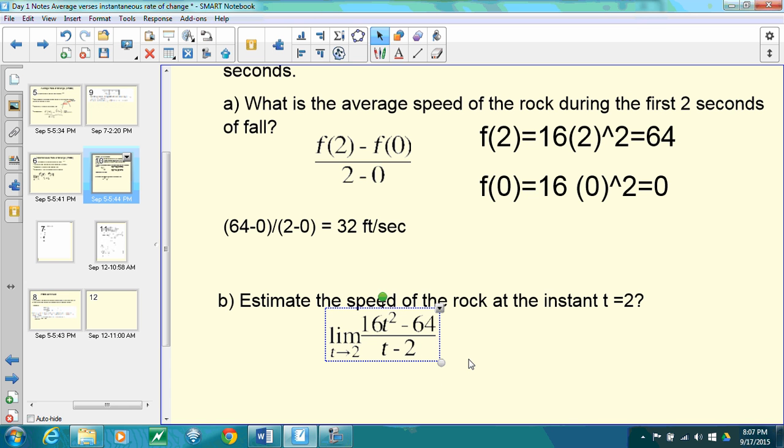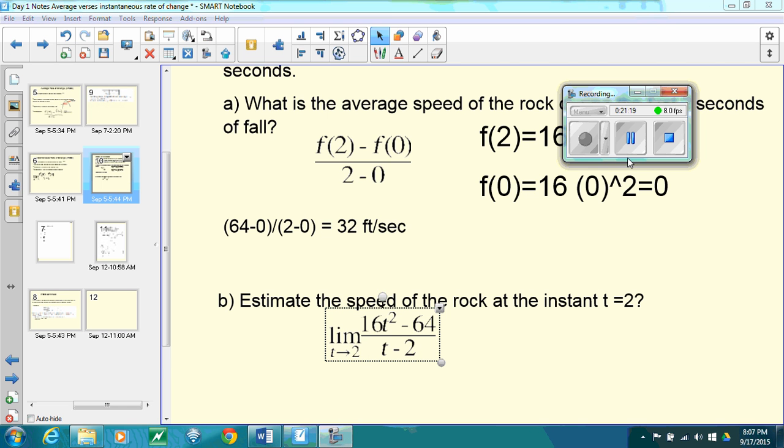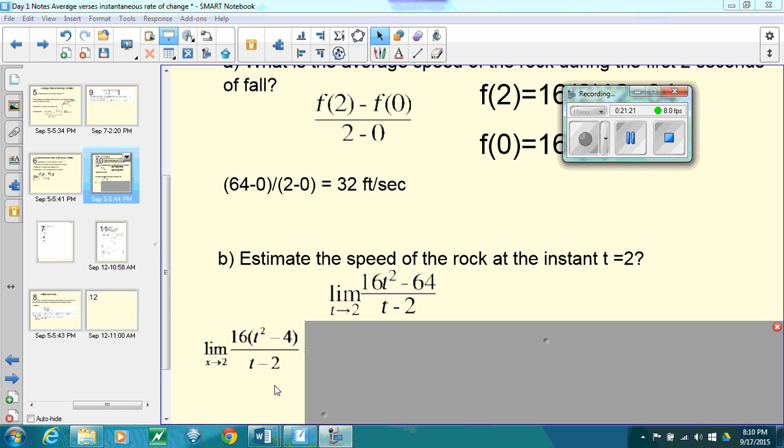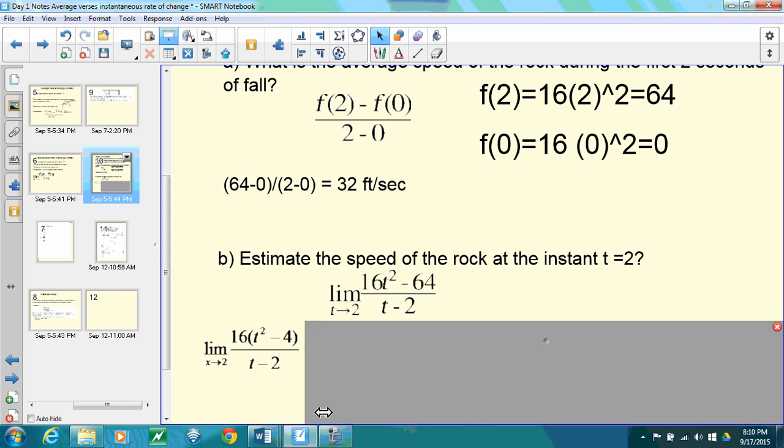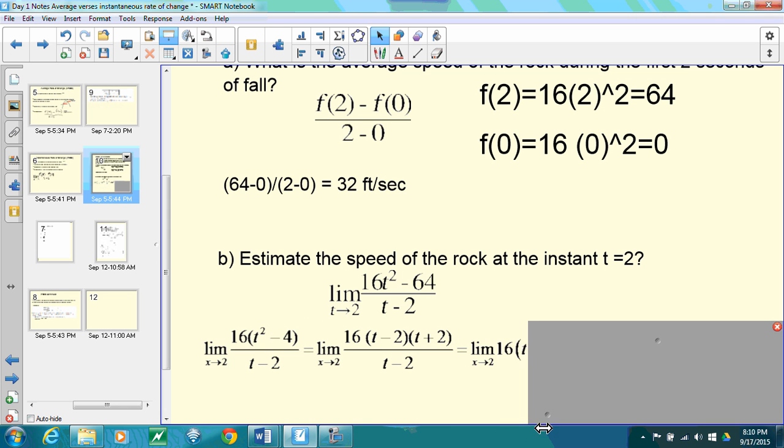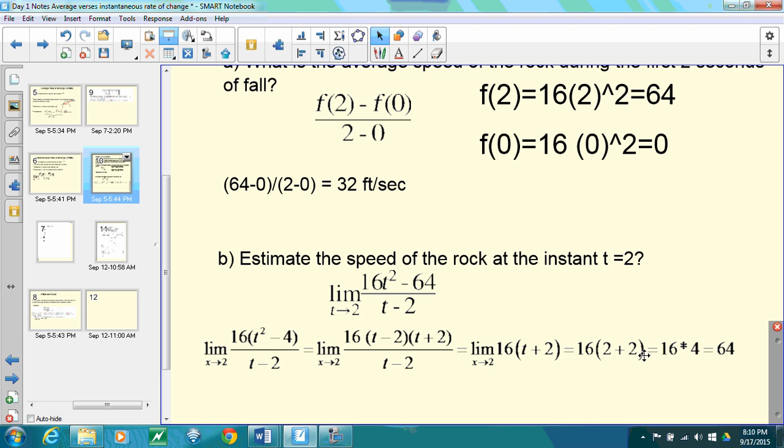And then you would factor out like the 16. And then we get this. And then we can do our difference of squares. So we get 16 times t minus 2 over t plus 2. The t minus 2's cancel. And then we plug in our limit and we get 64. And again, you would do units, which would be the same feet per second because we took feet divided by second.